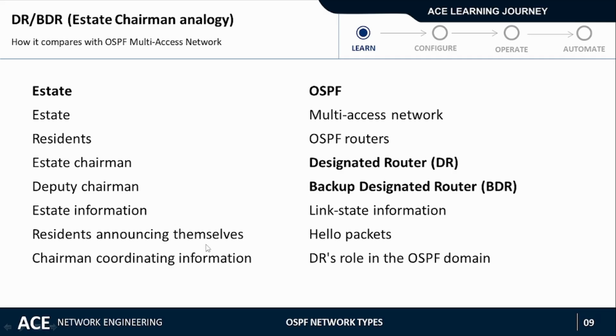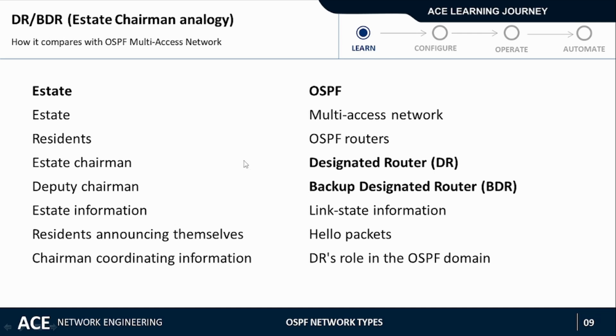And then residents announcing themselves, you send a hello packet. So you send a hello packet, and then you receive a hello packet telling you who is the designated router, who is the backup designated router, and the neighbors that I know. And then the role of the chairman is the DR's role to coordinate the information about link state information. He'll say, I have received new link state information from router A. To all these other guys, you should receive this information. So that is where the DR comes in.